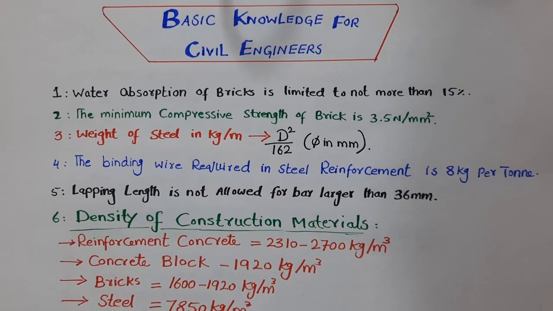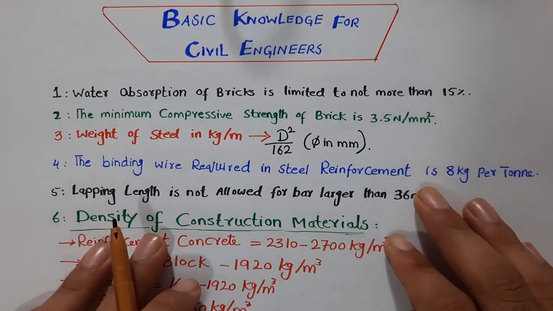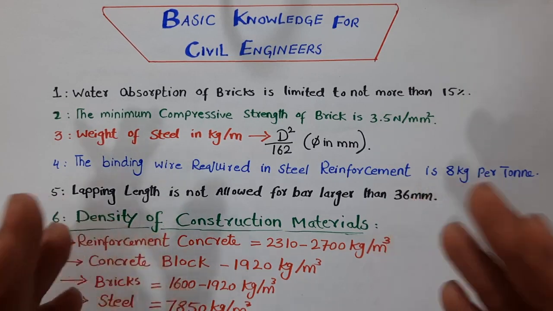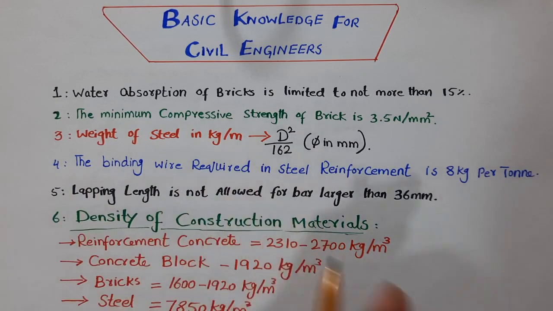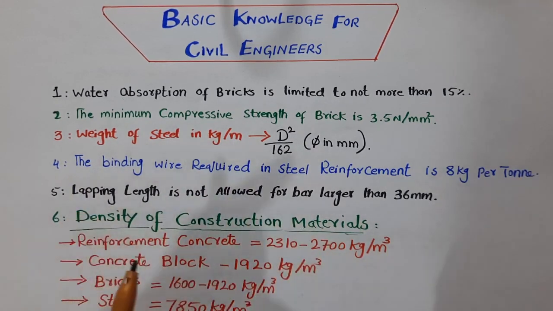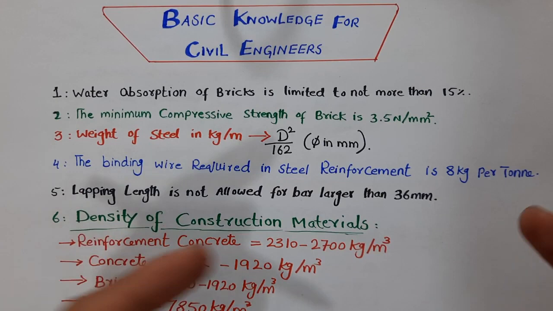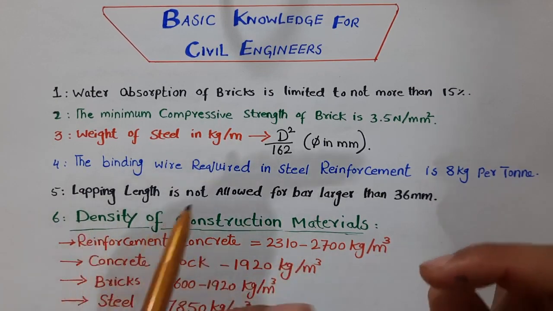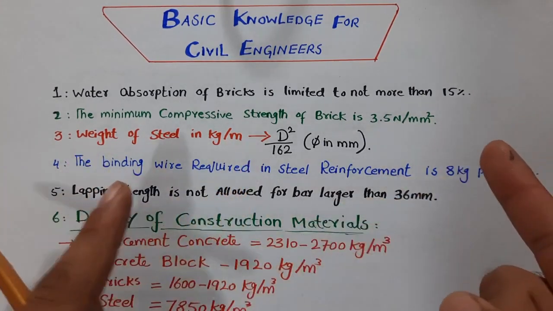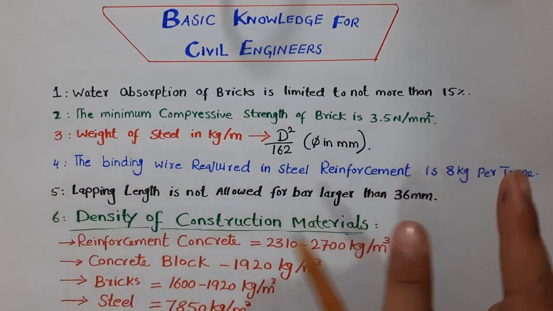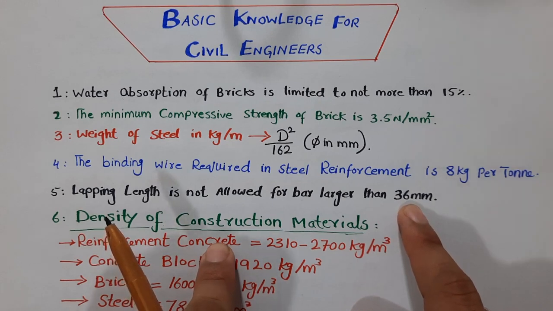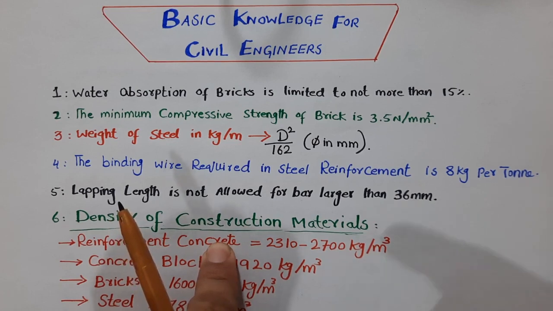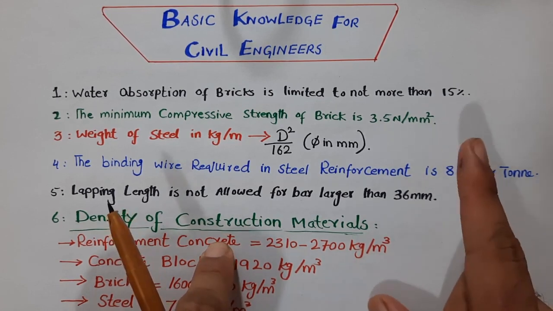Now guys, the fifth one is about lapping length. As you know, the lapping length is required inside beam, column, slab, because from factory we have the standard length of steel rod, which is about 40 feet or 12 meters. So when you want to increase the length of steel rod, we will overlap one steel rod with another. In that case, the lapping is not allowed if the dia is larger than 36 millimeter. Otherwise you will face a problem. For that you can use the coupler, or you can also use welding. So the lapping is not allowed.